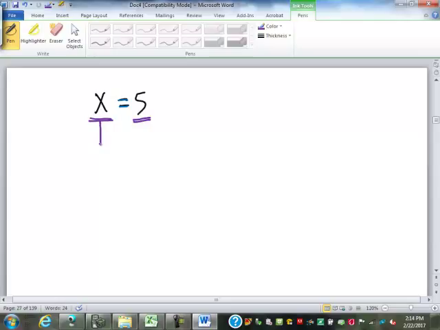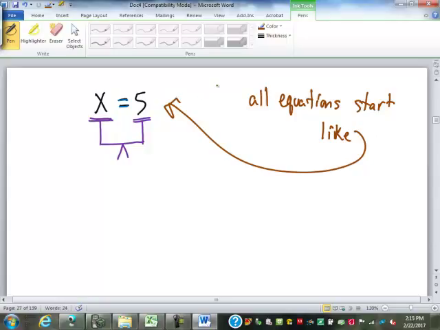In fact, we can think about it as being a balanced scale. It balances around that equal sign. What's on the left side exactly balances what's on the right side. All equations start out this way. A variable equals a number, or a number equals a variable. And then they are built from there. How do we build them?